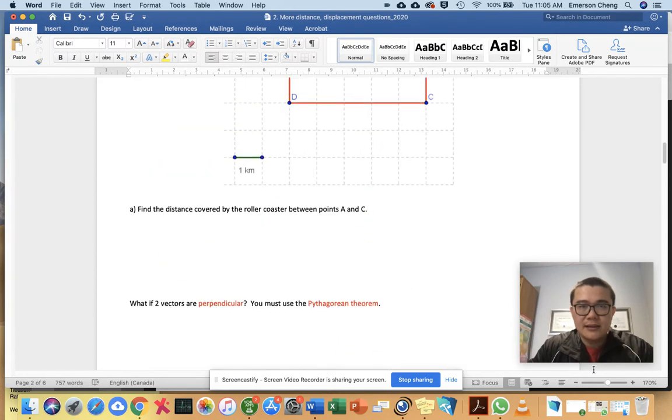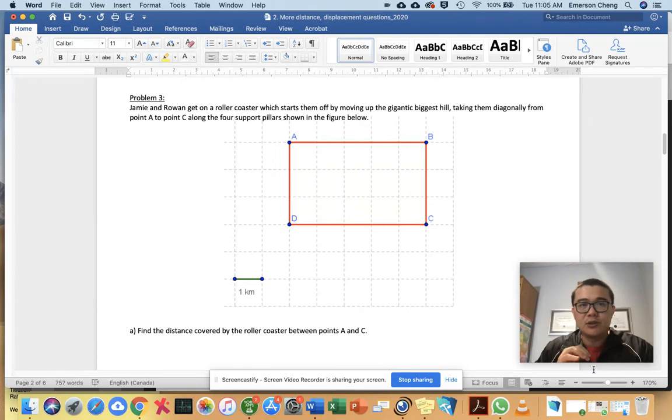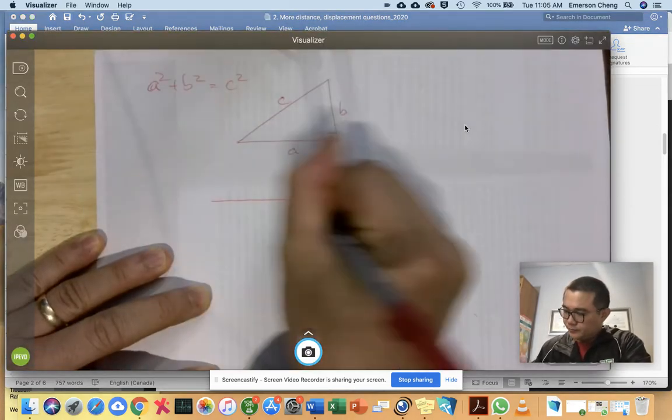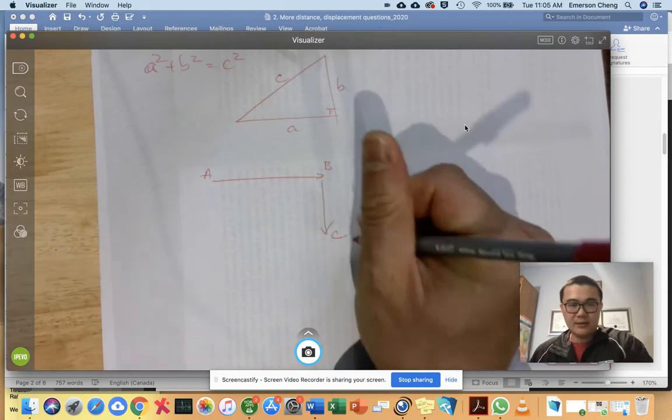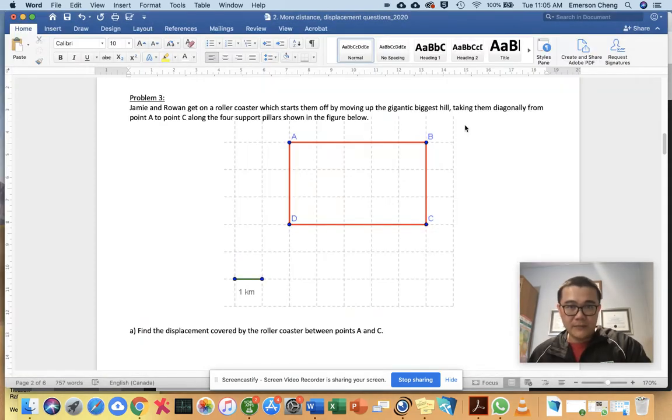So in this case, let's go back to problem 3. Again, I said this looked like it should be displacement, not distance. Going back to this one, you go from A to B, and then from B to C this way. So there's no north, south, east, and west, but there is a sense of direction, though.